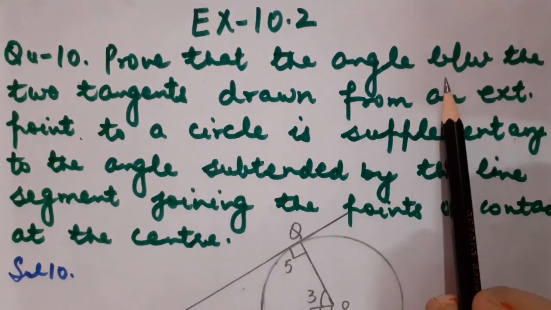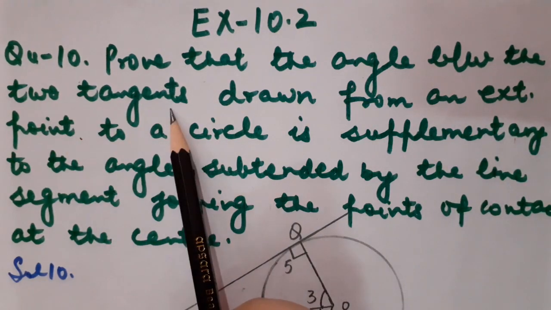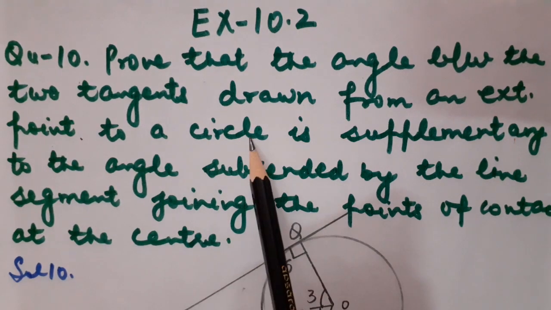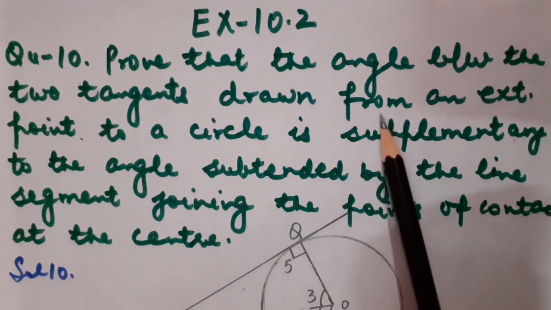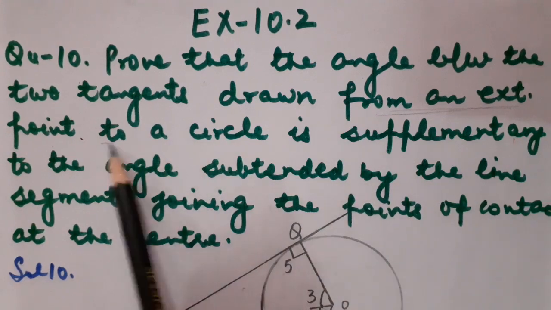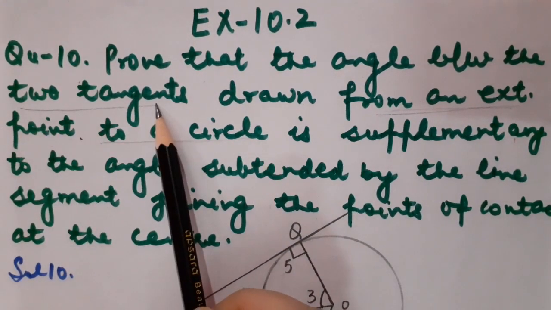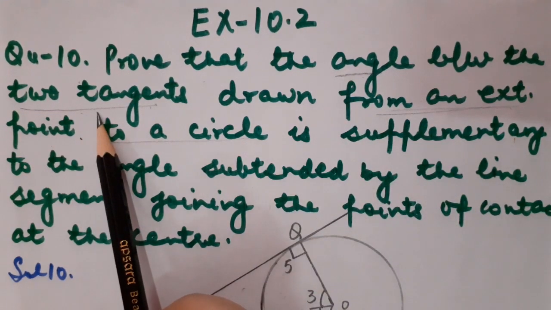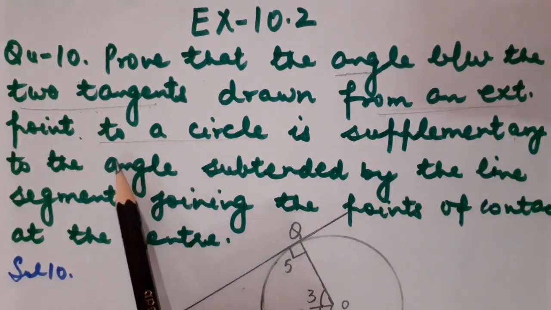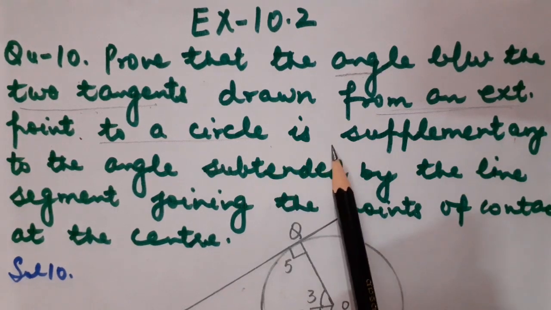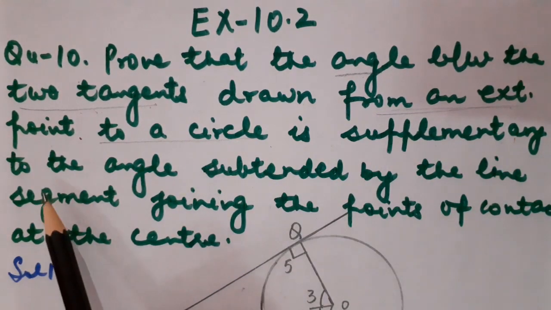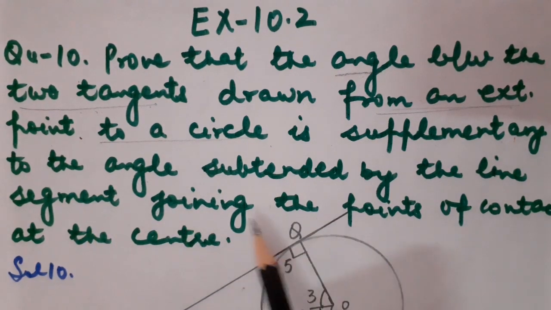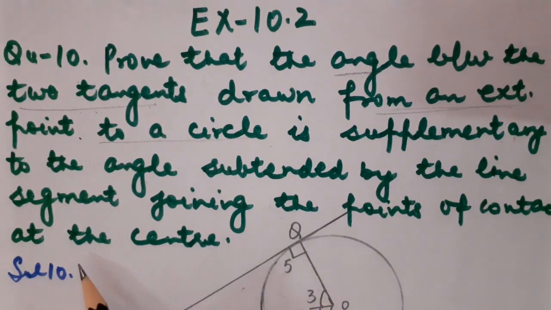Prove that the angle between two tangents drawn from an external point to a circle. You know very well that from one external point to the same circle, always two tangents are drawn. So, what is said in the question is that the angle between these two tangents drawn from an external point to a circle is supplementary to the angle subtended by the line segment joining the point of contact at the center.